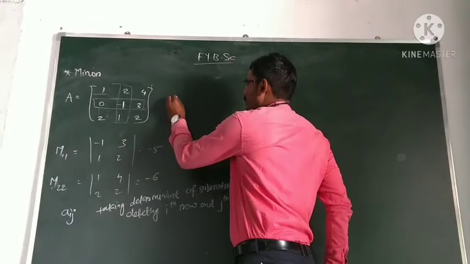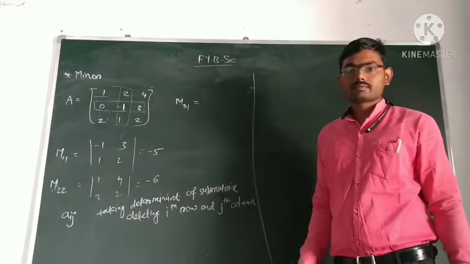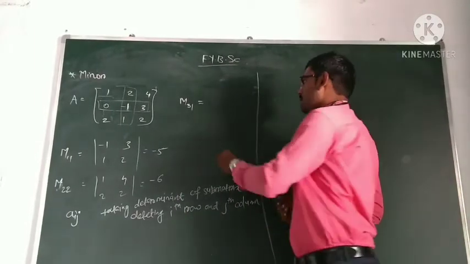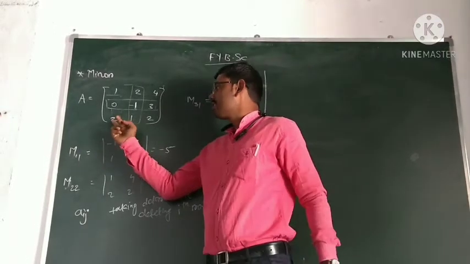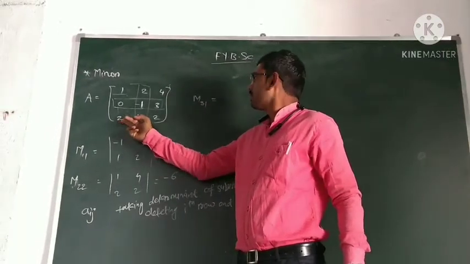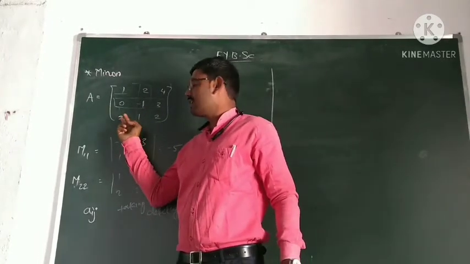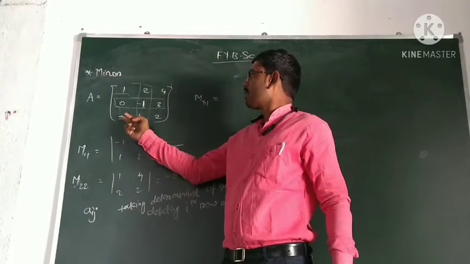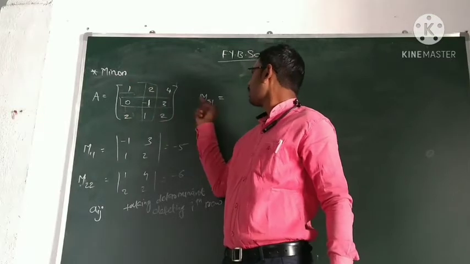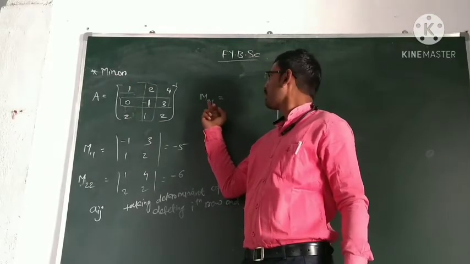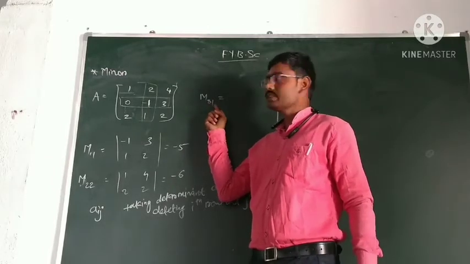So the minor of A31, denoted M31, is obtained by taking the determinant of the submatrix obtained by deleting the ith row and jth column. So here this is the element. Our element is A31, so delete the row containing this element 2 and the column containing 2. So delete the third row and first column.